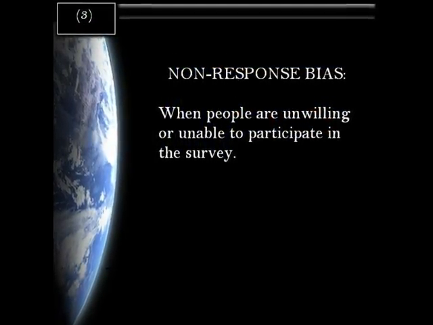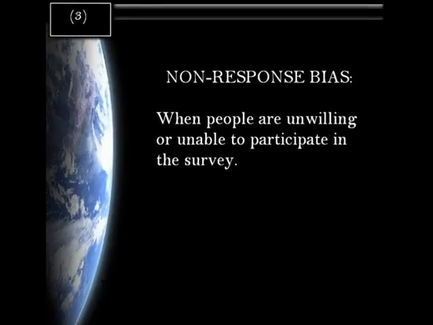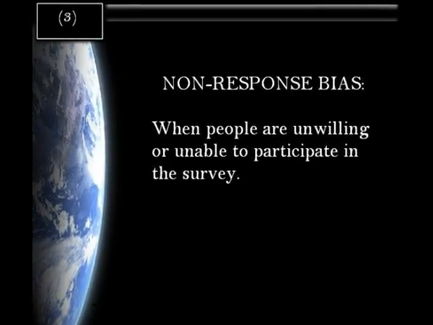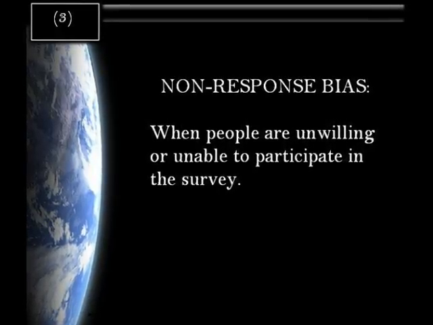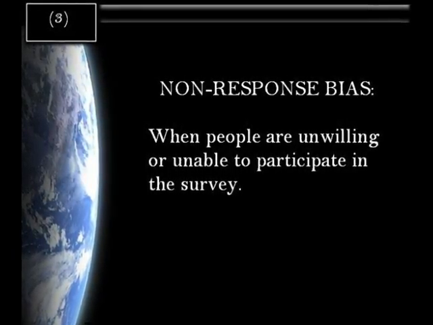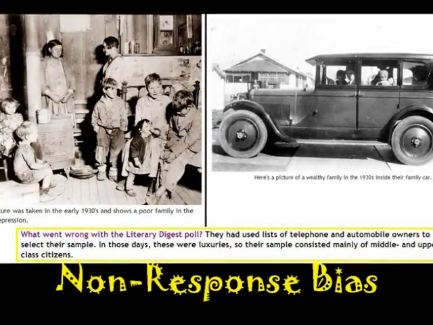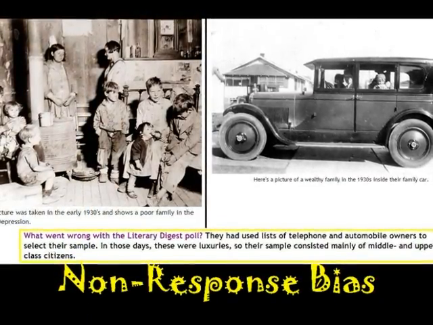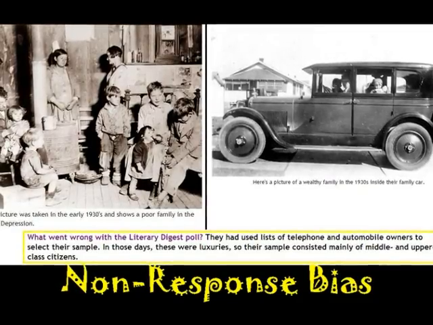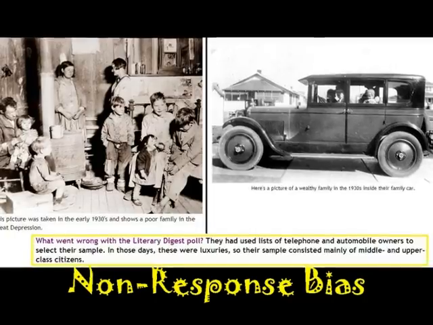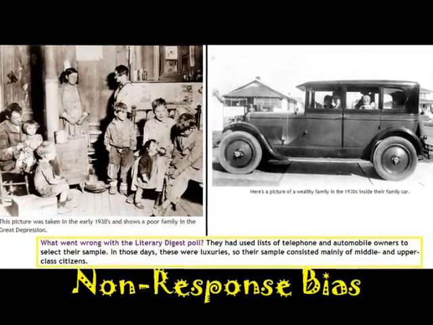This leads us directly to non-response bias. Non-response bias is when people are unwilling or unable to participate in the survey. The Literary Digest survey you did before shows this bias. Roosevelt supporters tended to be low-income families who couldn't afford cars. Since Roosevelt supporters did not receive surveys, they could not respond. This is why there was a non-response bias in the poll.